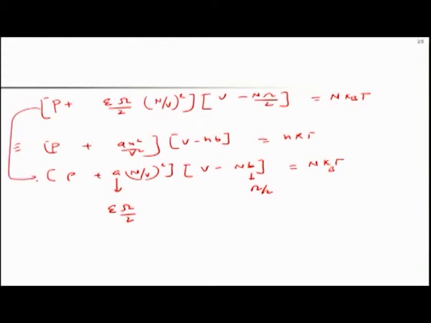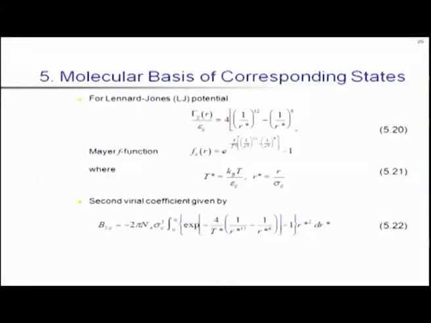All right, so this is what we have done. Using a simple Sutherland potential, we could get a van der Waals equation of state here. Let me further continue this exercise.